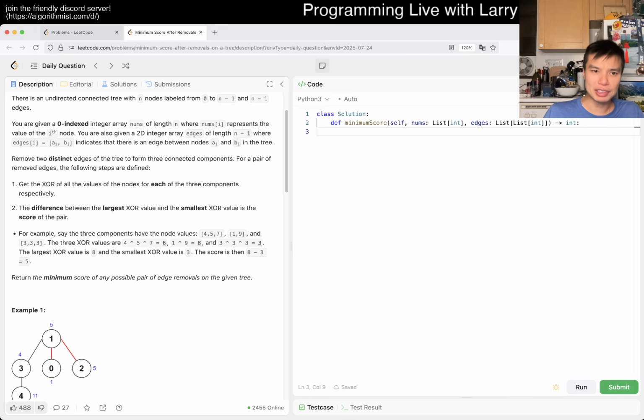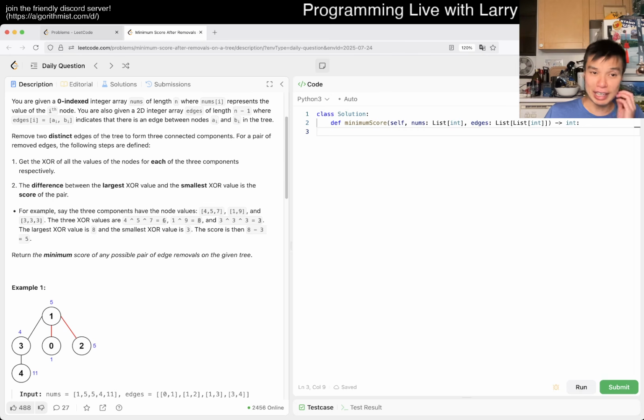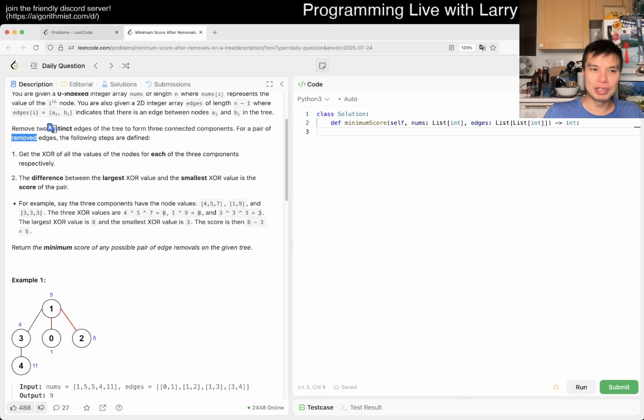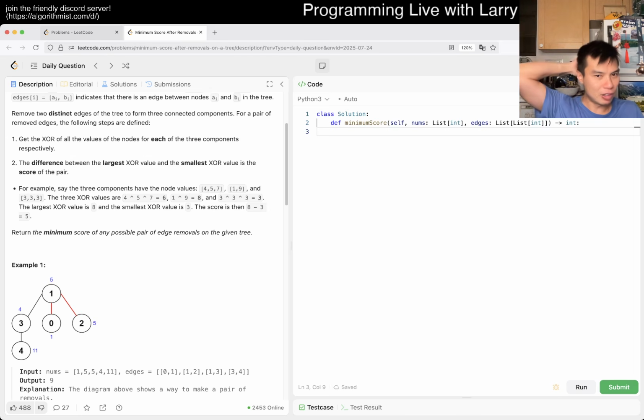Remove two distinct edges of the tree to form three connected components. So basically you remove two edges to have three trees, a little bit of a forest, even though it's a very small forest. For a pair of removed edges, get the XOR of all the values of the nodes in each of the three components. The difference between the largest XOR and the smallest XOR is the score of the pair.